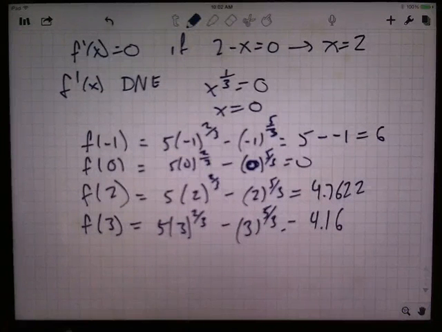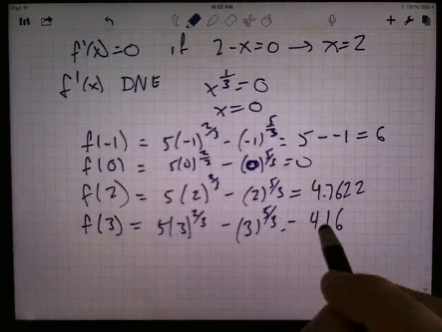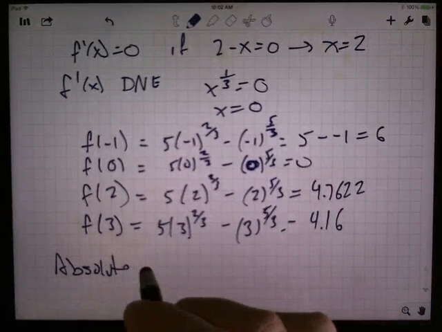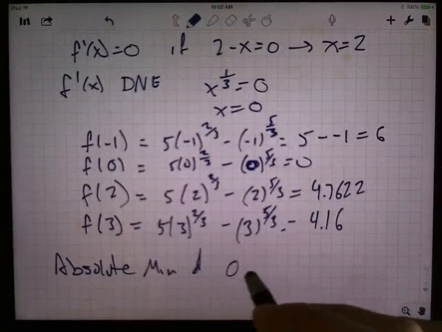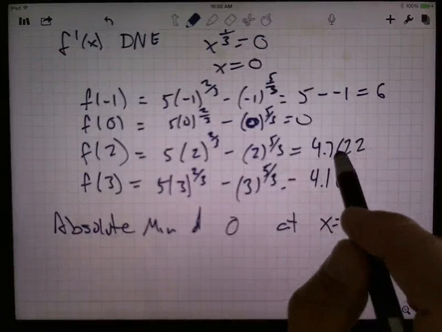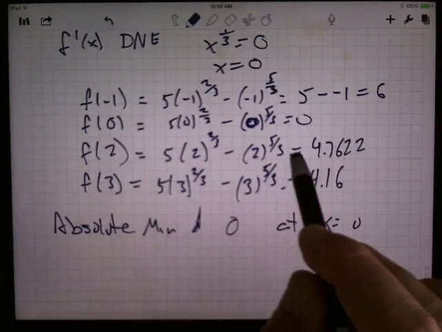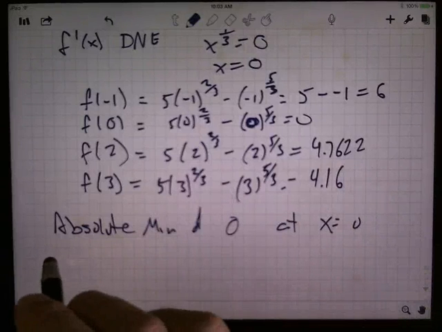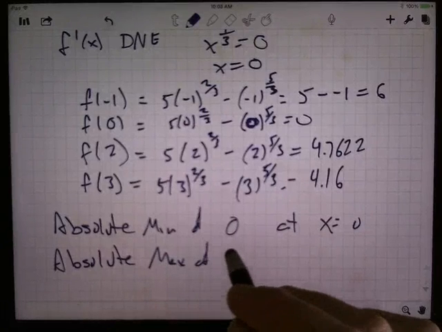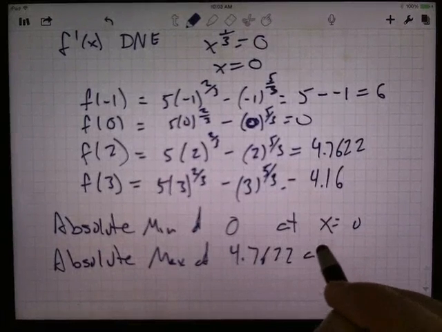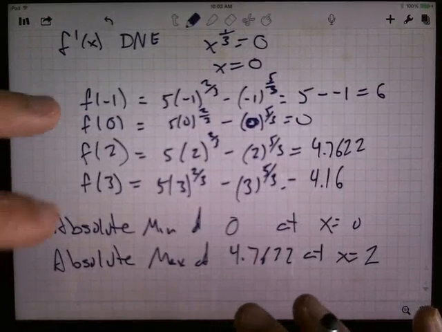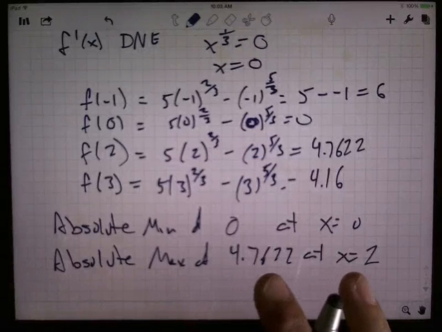So what do we have here? I see a smallest value of 0, so I have an absolute min of 0 at x equals 0. I see an absolute max here of 4.7622 at x equals 2, and I see endpoint maxes or mins.